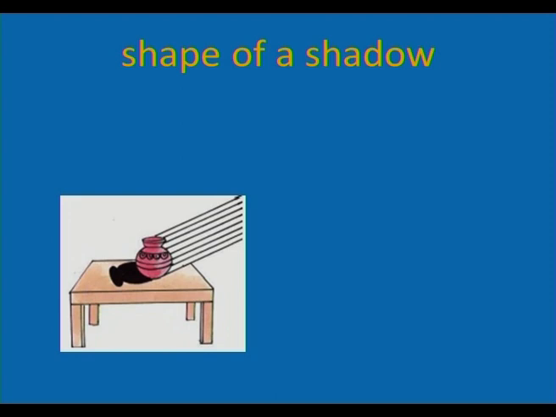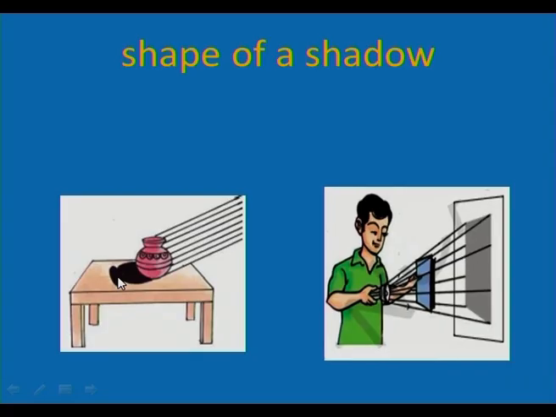Why? Because it is an opaque object. Now, you see the pot is an opaque object. Now, light is not transmitted through it. Therefore, if it is in a straight line, then only we are observing shadow. Now, take the second figure. Here there is a book. Now, light is falling in a straight line on the book. Therefore, we are observing the shadow of a book on the wall.